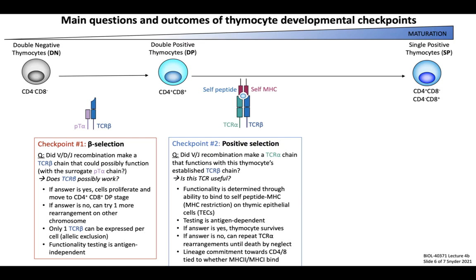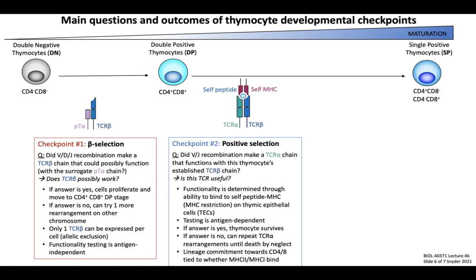Again, because this requires TCR binding to self-antigen, positive selection is said to be an antigen-dependent process, unlike beta selection. Also note that the lineage commitment of a T cell towards either CD4 or CD8 subtypes is determined during positive selection, and this occurs as a function of whether the T cell gets its survival signal following TCR binding to either MHC class 1 for the CD8 lineage or class 2 for the CD4 lineage.